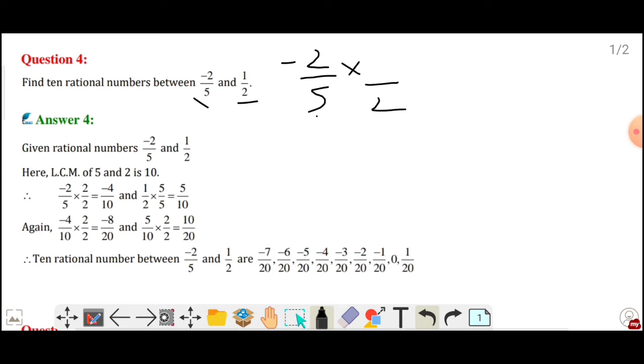5 2s are how much? 10. 2 5s are 10. So, I will multiply and divide by 2 by 2. What will be its answer? Minus 2 2s are minus 4 upon 10.